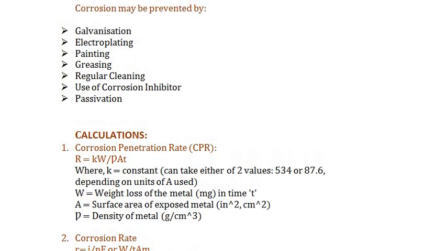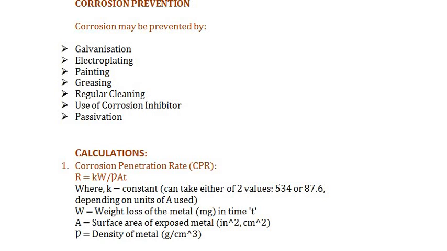So the first one we are going to look at is corrosion penetration rate, or CPR. And here the formula goes R equal to KW divided by rho AT as the denominator, where K is actually a constant and it can take either of two values depending on the unit of A, which is area that is used. W is the weight loss of the metal in milligram for a time T. And of course the A is the surface area of exposed metal, that is the area that undergoes the corrosion.